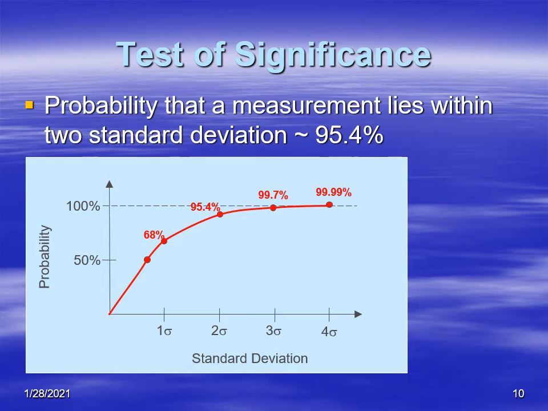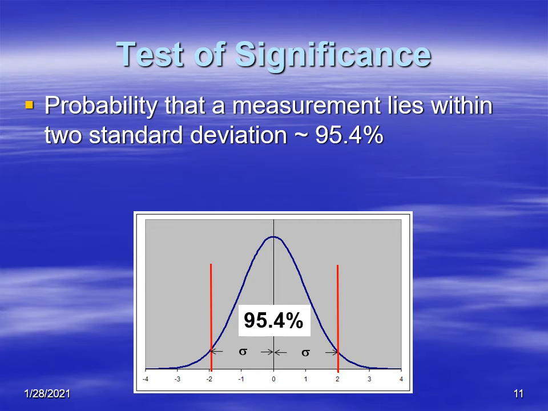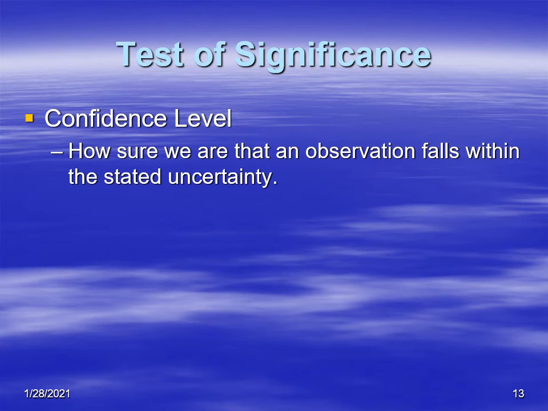And if we go out to 2 standard deviations, that'll give us 95.4%. And here's a graphical representation of that. Going out 2 standard deviations, notice how you have more of the curve within those bounds, so more measurements. And for a measurement that you make, there's a 95% chance that it'll fall within that area. The confidence interval is how sure we are of an observation falling within that stated uncertainty.